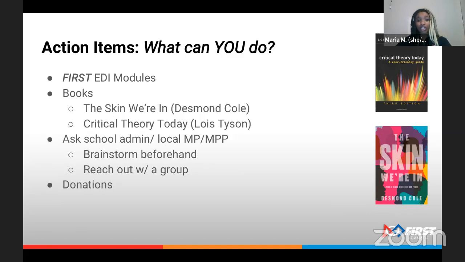And then Critical Race Theory by Lois Tyson. This book talks about critical race theory, which is the effects of race on one's social standing and effects in institutions such as the legal system and political systems in society. So it goes more into depth on that topic.